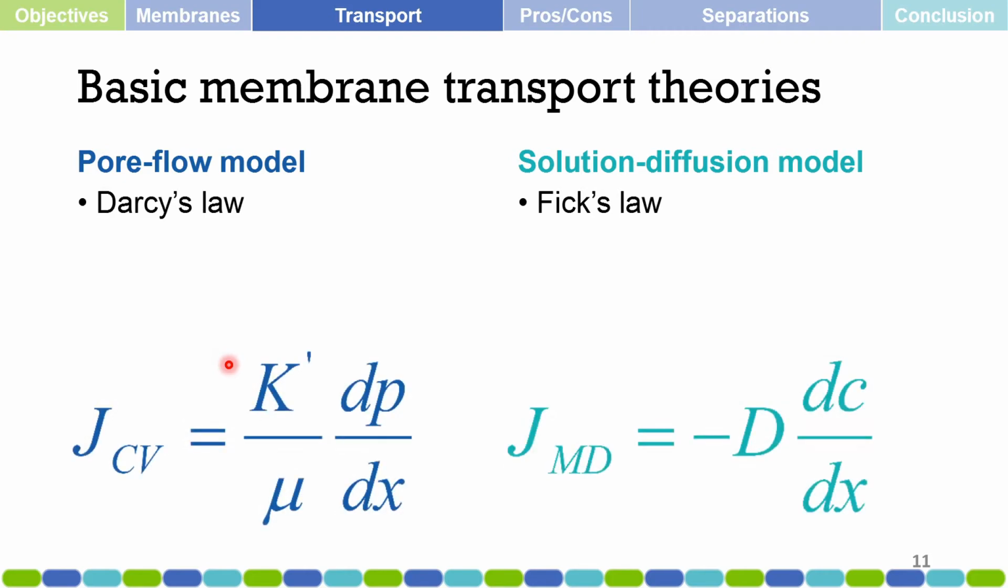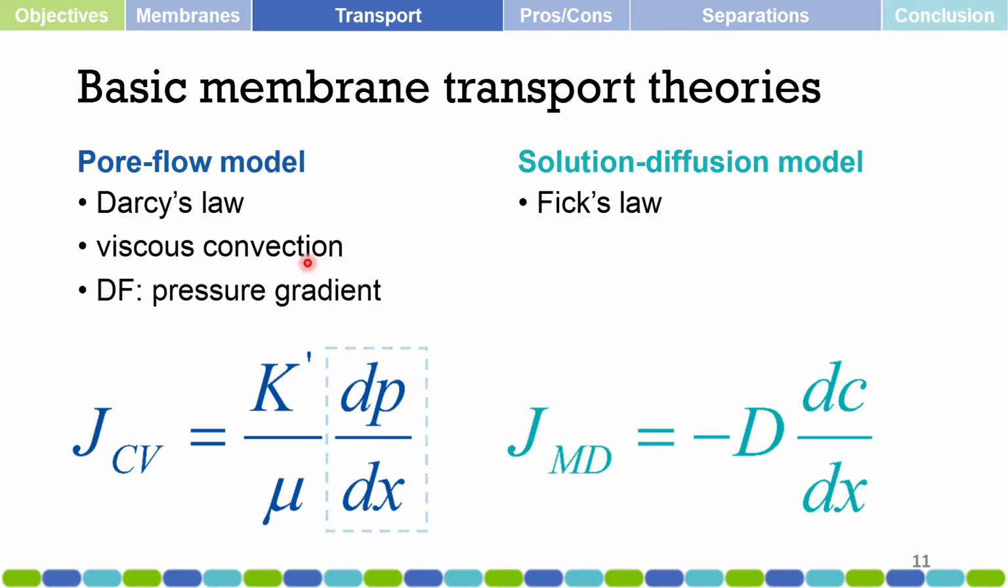So what would be the equation that we'll be applying? For a pore-flow model, we apply Darcy's law, which describes the fluid flow through a porous medium. Whereas for a solution diffusion model, we apply Fick's law, which describes mass transport from higher concentration to lower concentration region. In Fick's law, we assume for the solution diffusion model that the adsorption and the desorption processes are very fast or instantaneous.